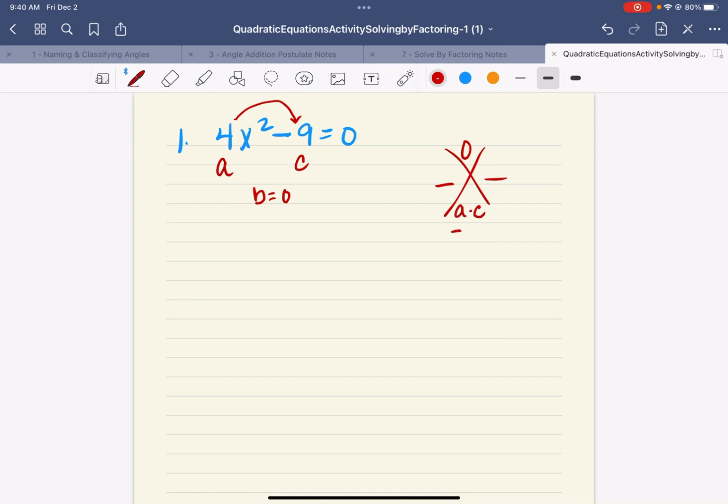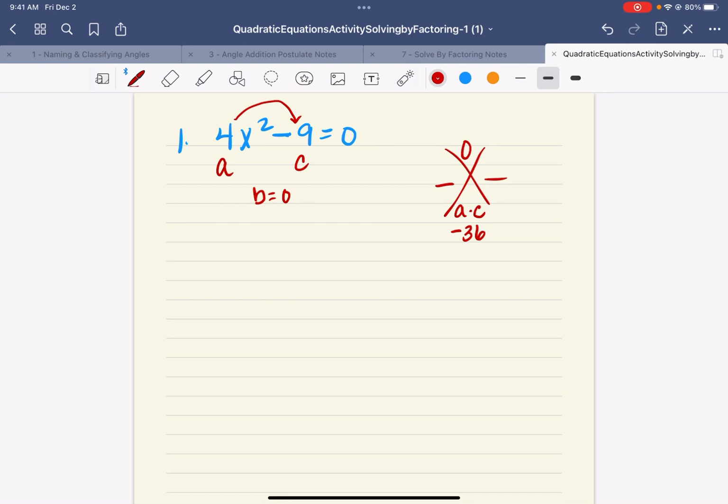So 4 times negative 9 is negative 36. So we need to find our factors of negative 36. We know 1 and 36 works, right? 1 times negative 36. But are those going to add to 0? No. What about 2 and 18? Would those add to 0 in any way? 3 and 12? Would those add to 0? What about 4 and 9? There's no way those add to 0. 5 doesn't work because 5 times something wouldn't give you 36. You'd have to have a decimal. We don't want a decimal.